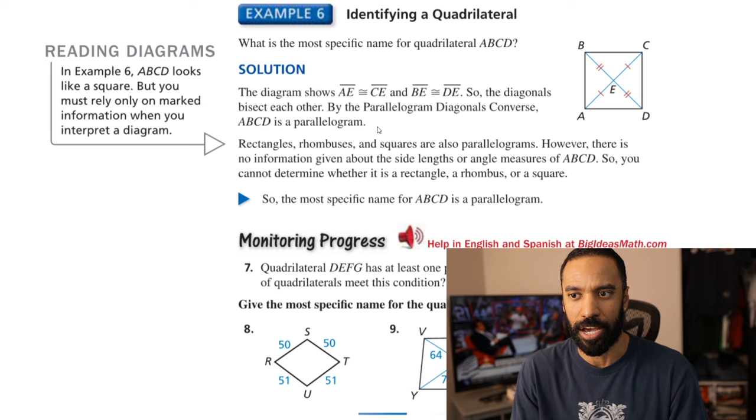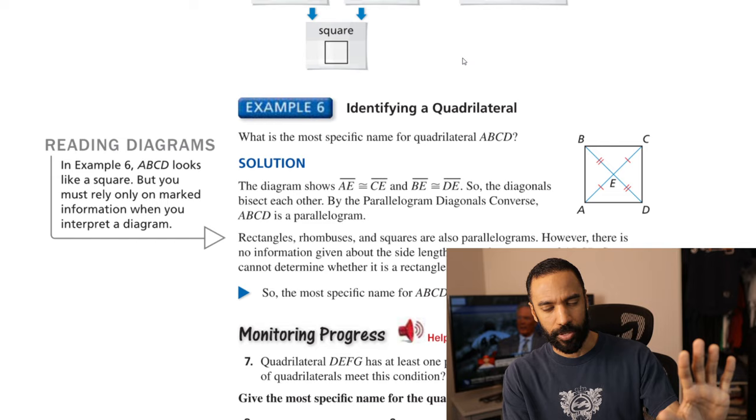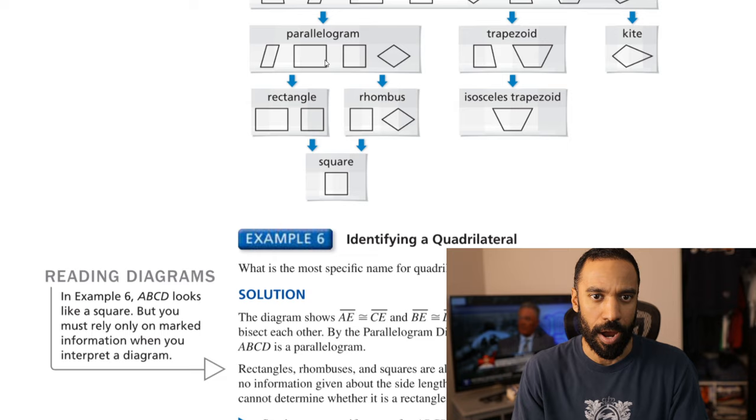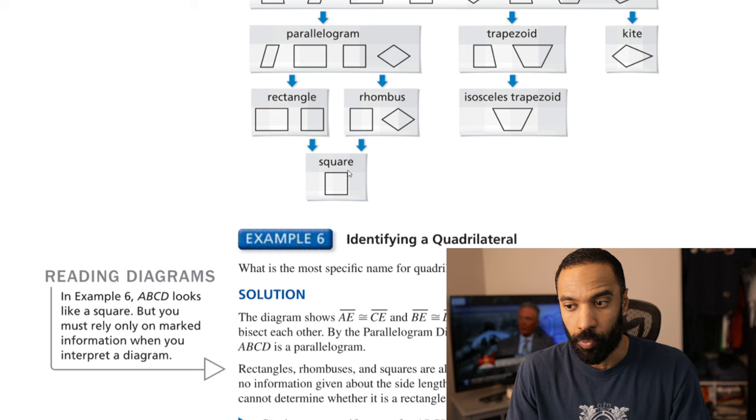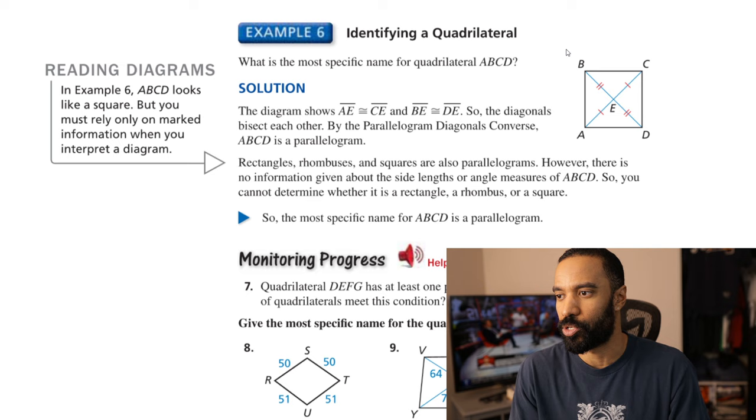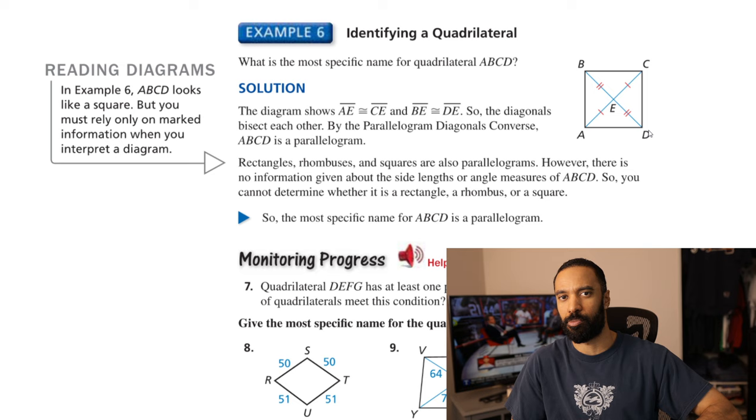So before I answer that, if square was the answer, then we won't say rectangle, rhombus, parallelogram, or quadrilateral, for example. If the answer is just rectangle and we can't guarantee it's a square, then we won't say that. Okay, what's the most specific name for this quadrilateral? I only see diagonals bisect each other. That's something that we know of parallelograms, so I'm going to call this a parallelogram only.